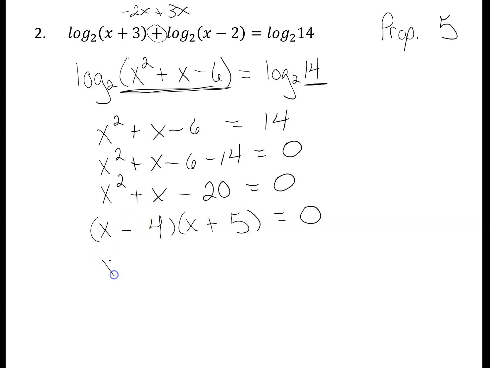Set each of those to 0. It's going to give us x equals 4 and x equals negative 5. So let's check the 4 first. 4 plus 3 is positive, and 4 minus 2 is positive. So 4 is good.